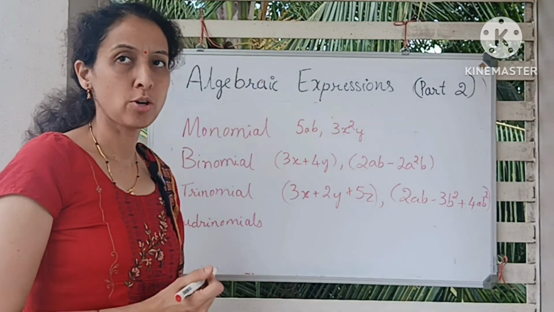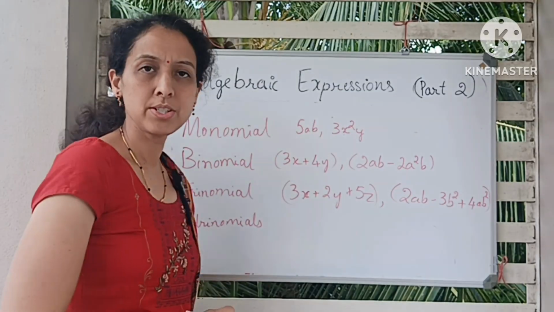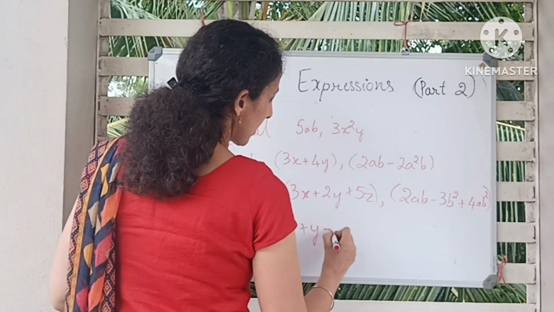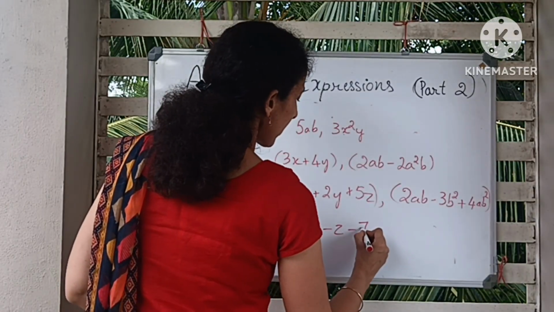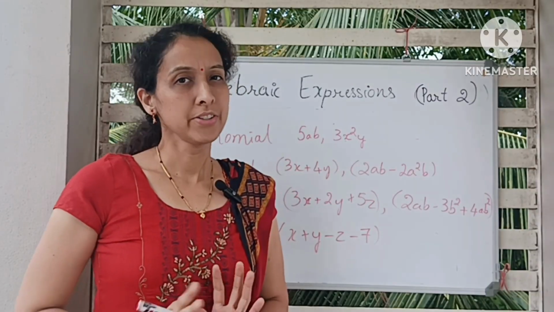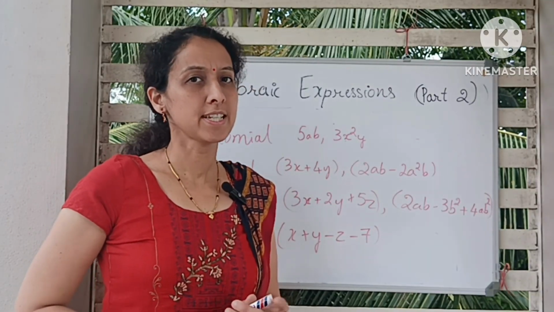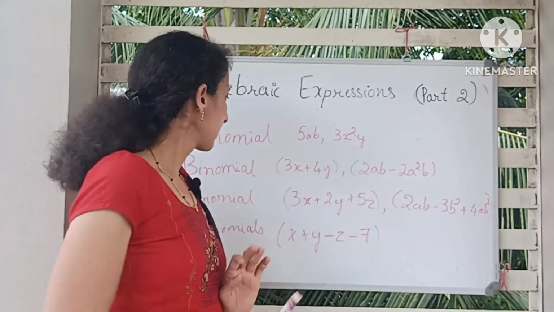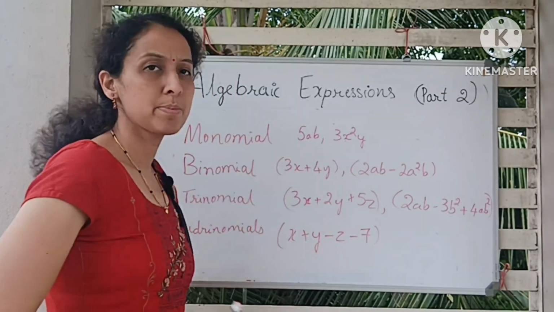Then we have quadrinomials. Those are expressions that contain four terms. For example, x plus y minus z minus 7. This is a quadrinomial. Then we have polynomials, which we will discuss in a different video. Let's take a problem and understand these types better.